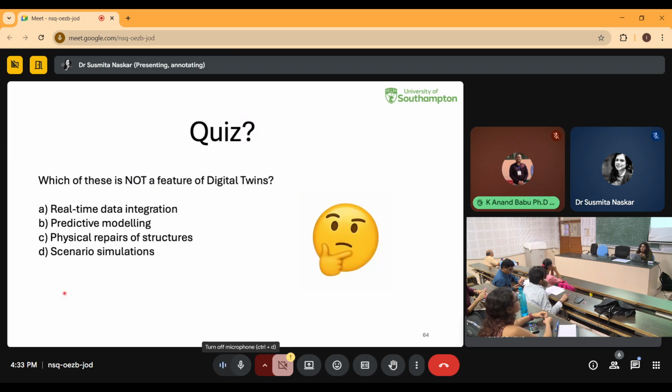So now let's try to see one or two quizzes on this. Which one of these is not a feature of digital twin, when we talk about real-time data? C, right, because it does not repair the structure, right?